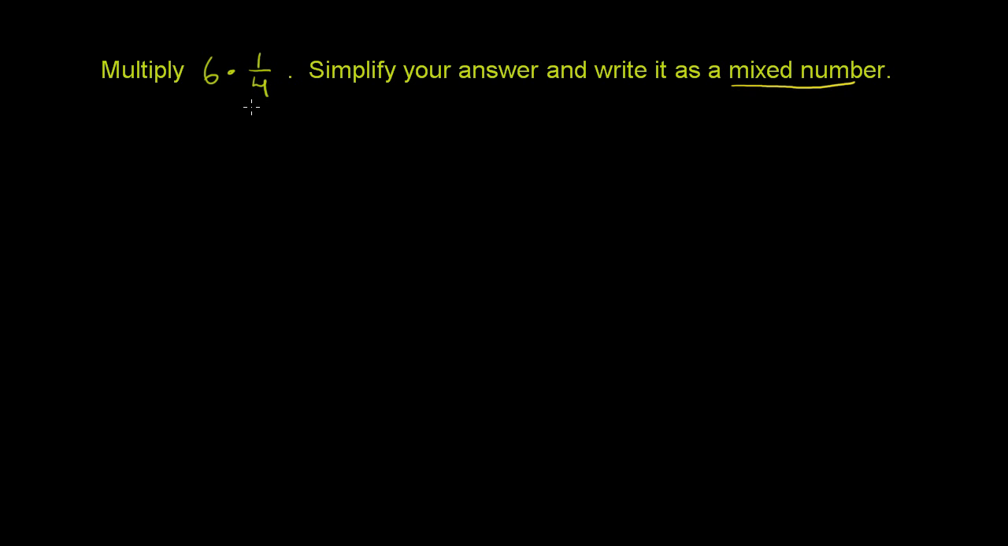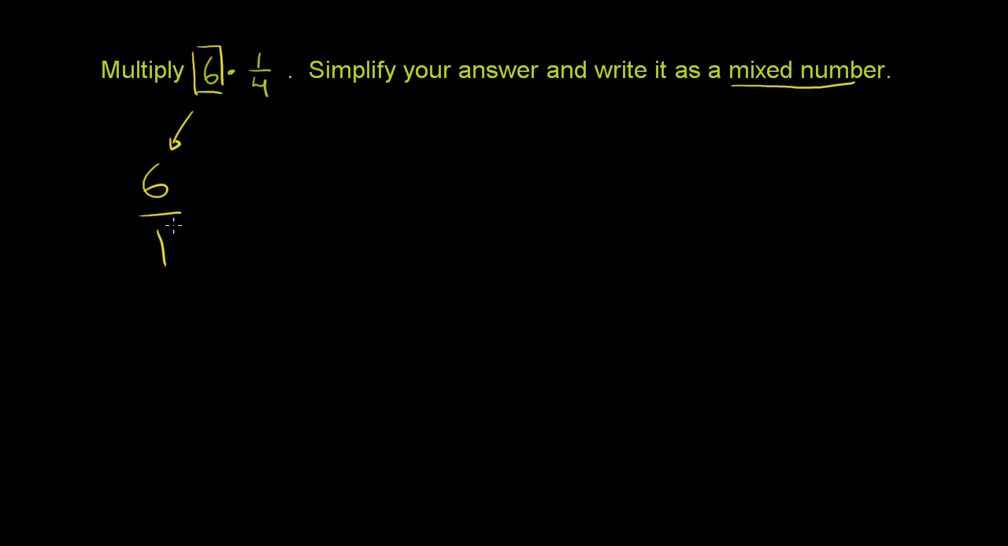And kind of the key insight you need here is that any whole number can be written as a fraction. We can rewrite 6 as 6 over 1, right? 6 divided by 1 is 6. 6 ones is 6. Depending on how you think about it, this is exactly the same thing as 6. So we just rewrote our whole number as a fraction. You can do that for any number. 10 is the same thing as 10 over 1.